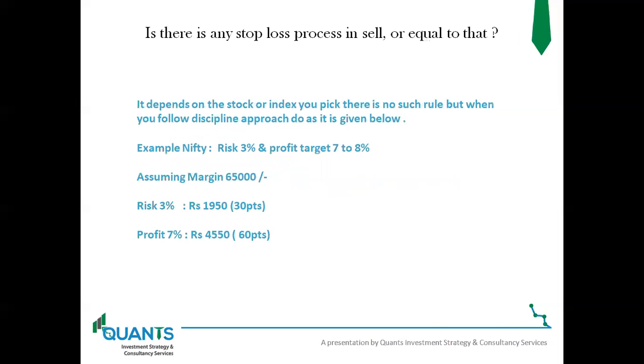Hope this helps you. Is there any stop loss process in sell or equal to that? There is no thumb rule that I could say you need to follow, but what normally can be followed in a disciplined approach is given below. Example given is Nifty. If you're trading in one lot of Nifty, risk should be 3% and profit target 7 to 8%. Assuming margin of 65,000 rupees per lot, your risk of 3% is 1,950 rupees, 30 points. Profit of 7% is 4,550 rupees, 60 points target. This is the way you can place your trade in the futures market.